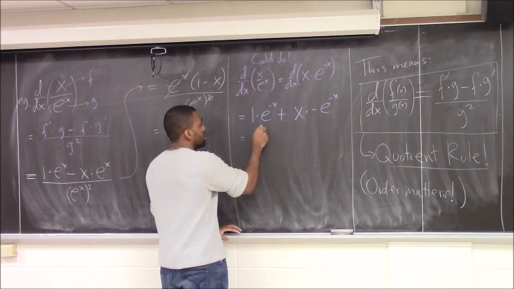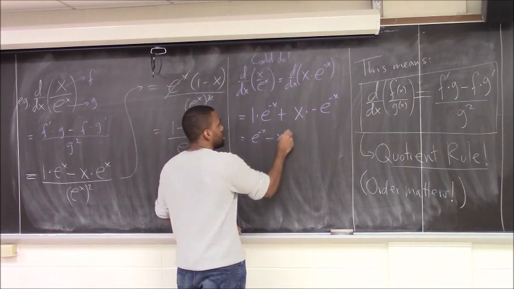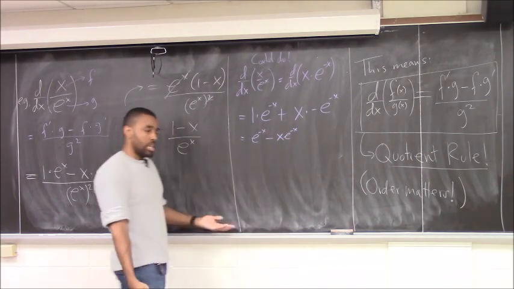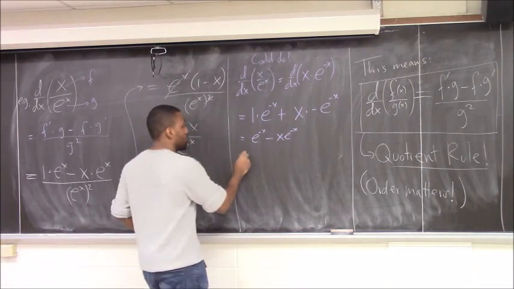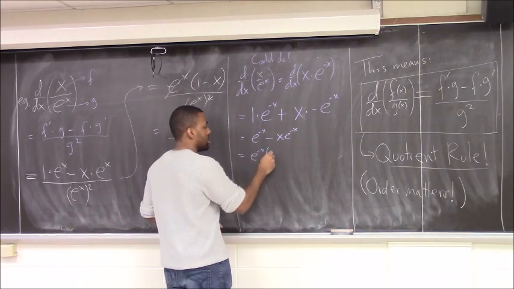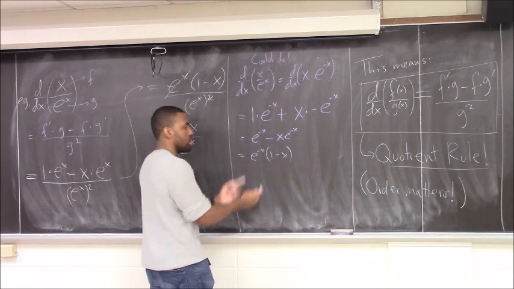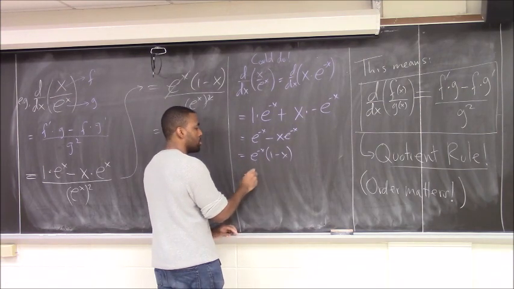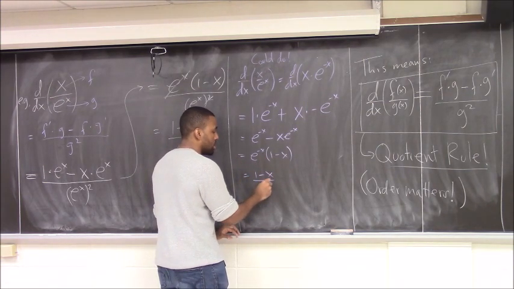And so that's just e to the minus x minus x e to the minus x. And that's also the derivative. One way you can see that: this is just e to the minus x. You factor that out, you get 1 minus x, and then e to the minus x you can bring to the bottom. So ultimately you'll get the same answer.